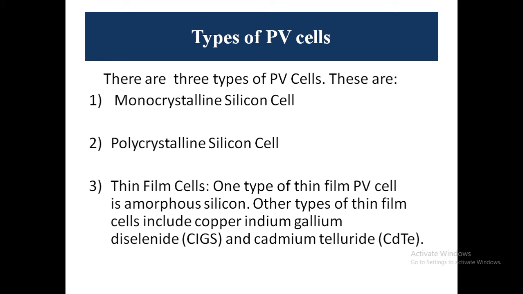So we have three types of PV cells. In thin film, one type is amorphous silicon, and other types of thin film cells include copper indium gallium diselenide (CIGS) and cadmium telluride solar cells. So these are the types of thin film cells.